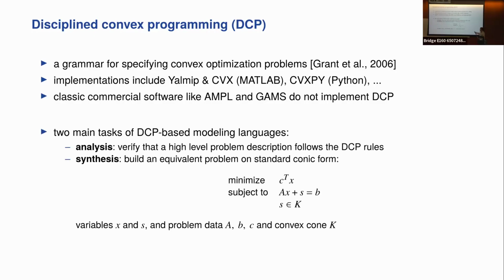Well, they have two main tasks. They have one analysis task, in which they verify that the user-specified problem follows the rules that this framework enforces. So it essentially verifies that the problem the user tries to solve is convex. That's the analysis step. Then there is also a synthesis step, in which the modeling language takes the high-level problem description and transforms it into a form that a numerical solver can understand. Exactly what this numerical form is is not really important for this discussion.